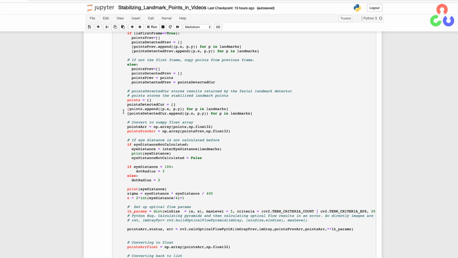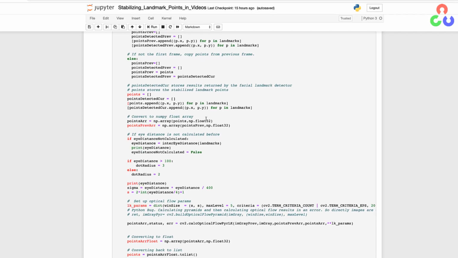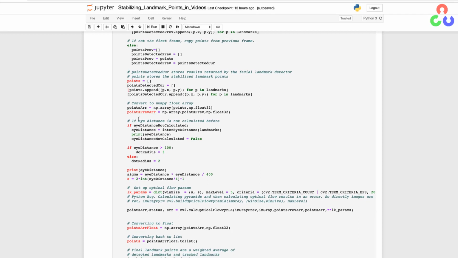We populate both points detected current and points with the current landmark location. Now this thing is going to change because we are going to use optical flow to modify these points. These points will not change. They will have the location of current landmarks as detected by the landmark detector. Next, we convert it into floating point arrays. And some of these conversions are happening because the function that we are going to use takes the input in a specific format. So we need to sometimes convert it from float to int, etc.